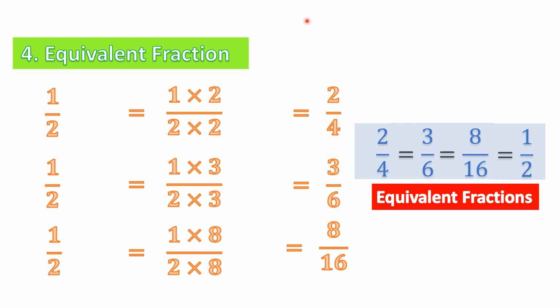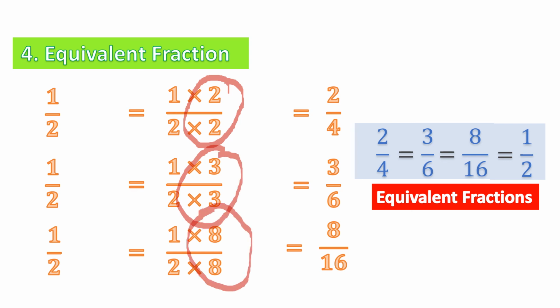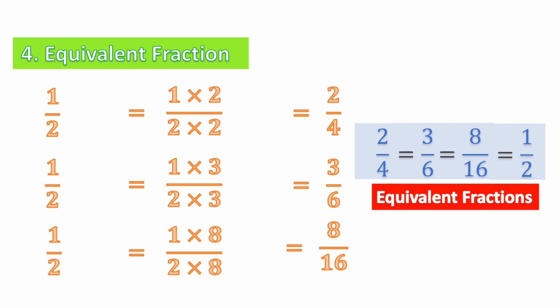So this is how we find equivalent fractions. So to find equivalent fraction, what do we do? We take the same number and multiply above and below. Then we get equivalent fractions. And what are equivalent fractions? The fractions which look different but have the same value are equivalent fractions, right?